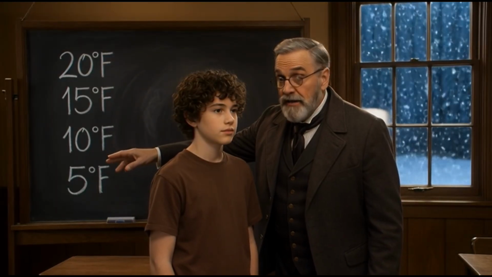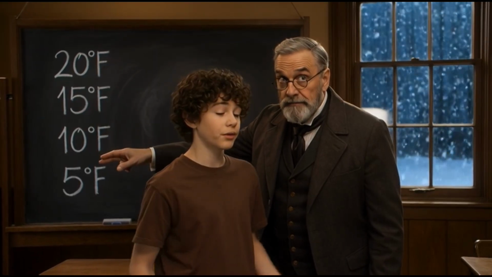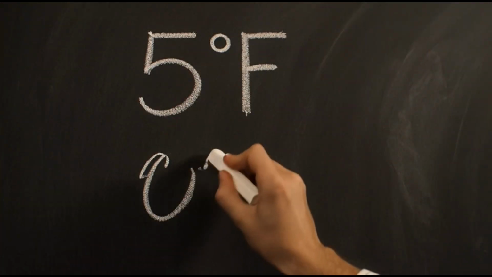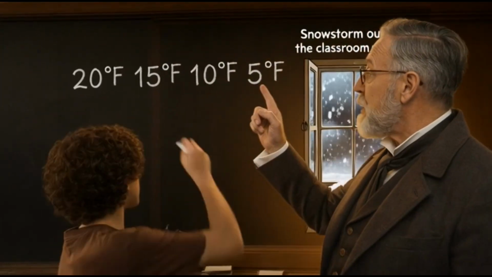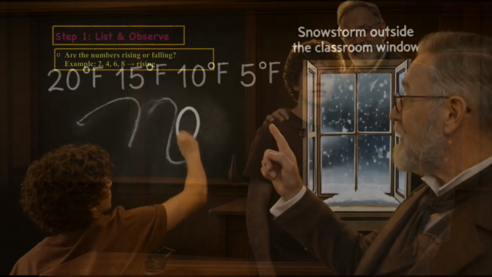Observe the direction, Jaden. Are the temperatures rising or falling? They're falling. And by how much each hour? 5 degrees. Correct. Consistent patterns allow us to predict dangerous conditions.